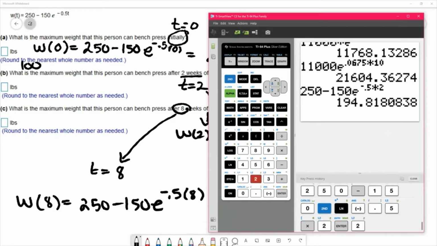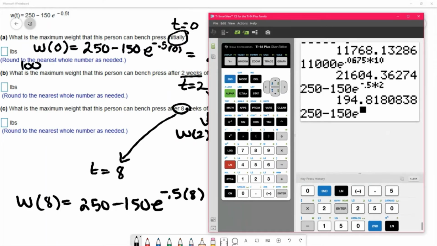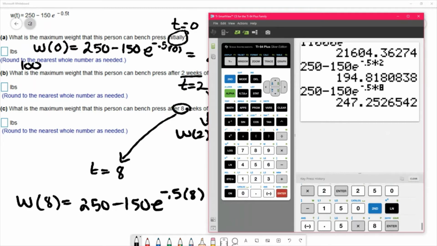So 250 minus 150 e to the negative 0.5 times 8. And at the end of 8 weeks of training, this person can now bench press 247 pounds.